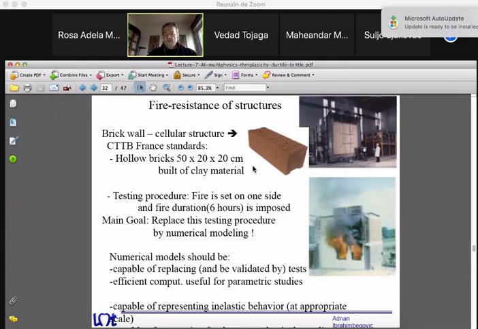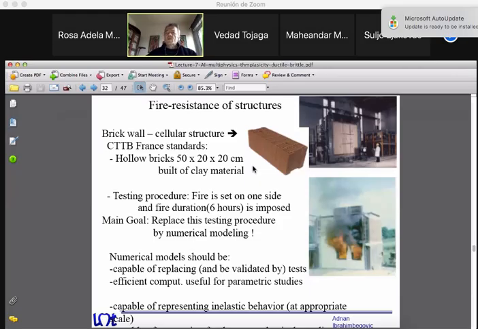So the only thing that we are concerned about is what happens when you start the fire. Typically, CTTB was certifying this fire resistance by taking into account modular tests, where you build a brick wall. Here is one of these walls, and then you start the fire on one side. You control the temperature at a certain level, and for a certain duration. In particular, the duration was 6 hours.